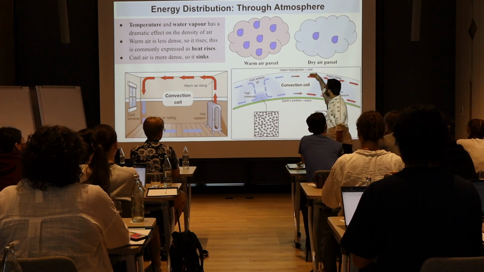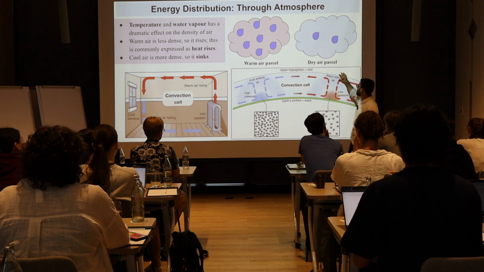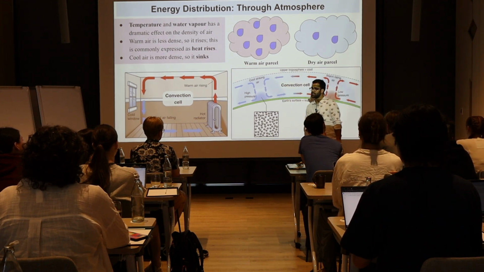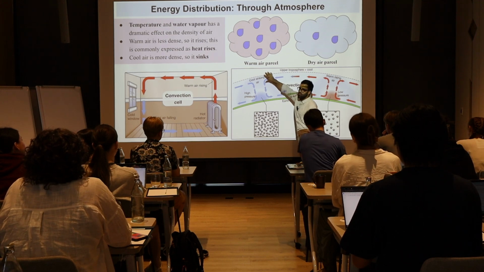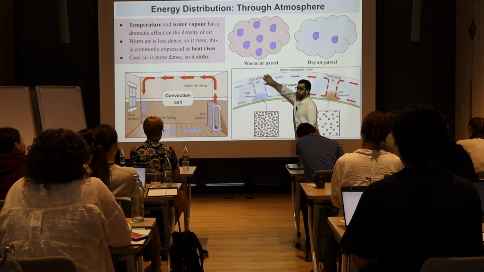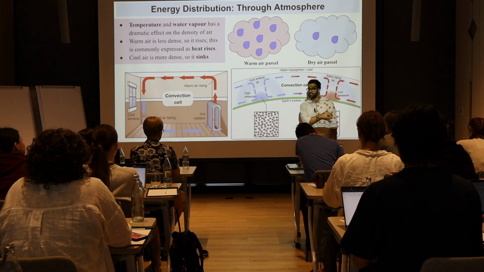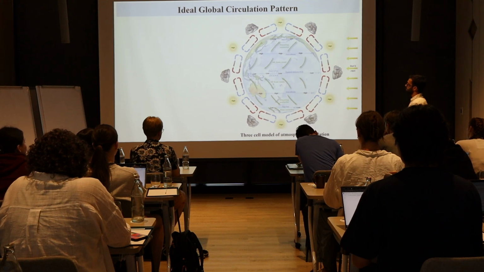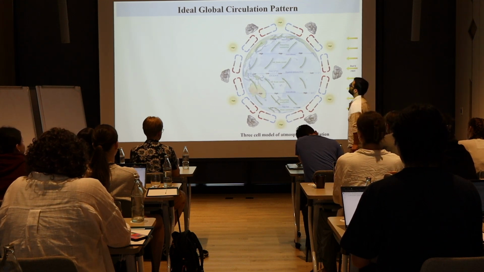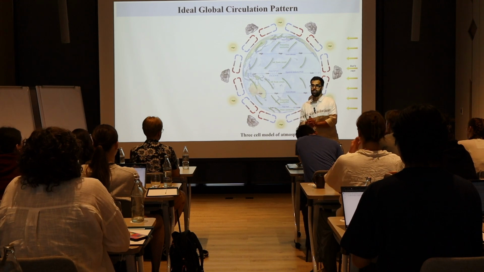Then the air parcel starts moving towards these directions, from high pressure to low pressure. And then it sinks down here. As it reaches the upper latitudes, towards the poles, it starts getting cold. When it starts getting cold, it starts sinking down. And that is exactly what we are seeing here. This is called the ideal global circulation pattern.